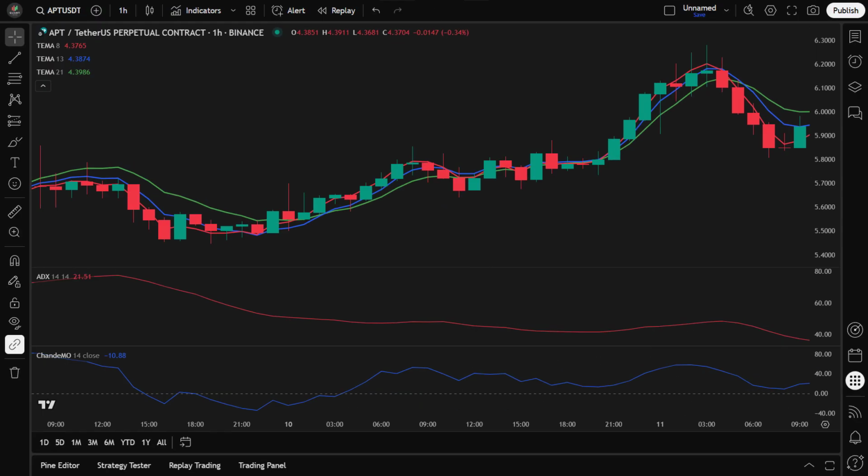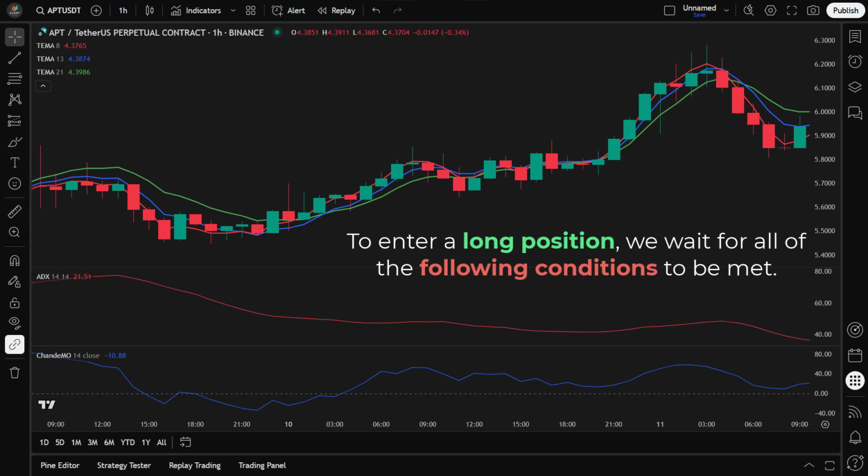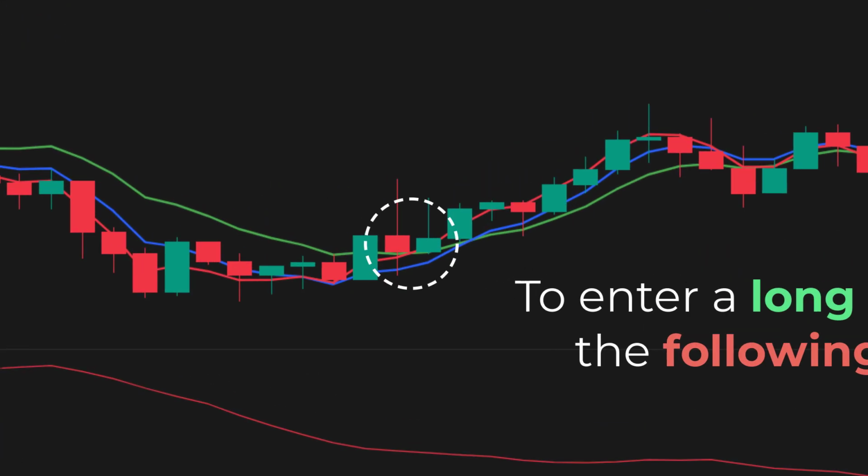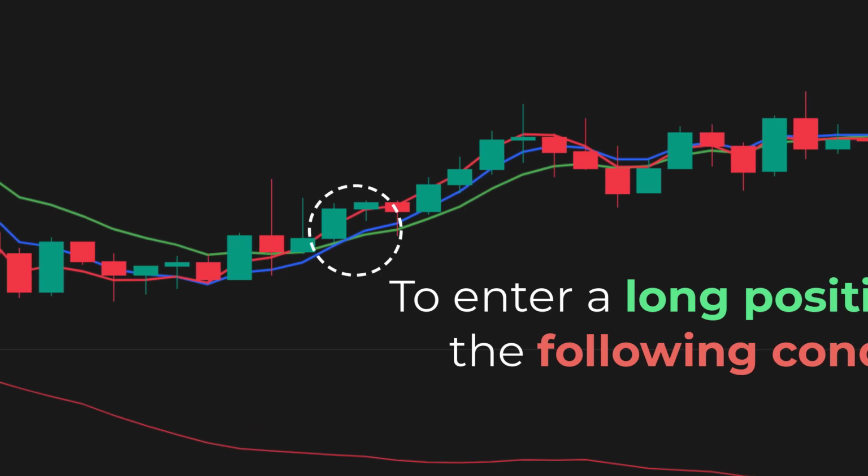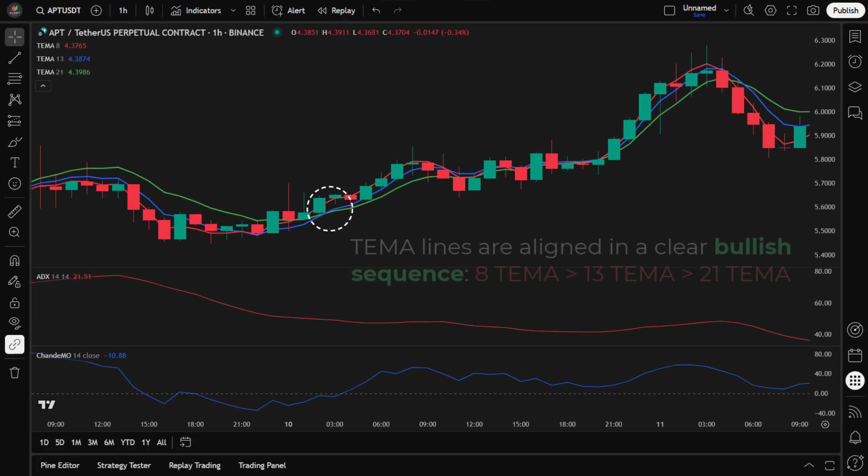Now that we understand how each indicator works, let's walk through how we apply them to identify trade opportunities. To enter a long position, we wait for all of the following conditions to be met. 8 TEMA crosses above the 21 TEMA. This signals that short-term momentum is shifting upward and may be starting a new trend. 13 TEMA also crosses above the 21 TEMA. This adds confirmation from the medium-term trend, reinforcing the bullish direction. At this point, the TEMA lines are aligned in a clear bullish sequence.